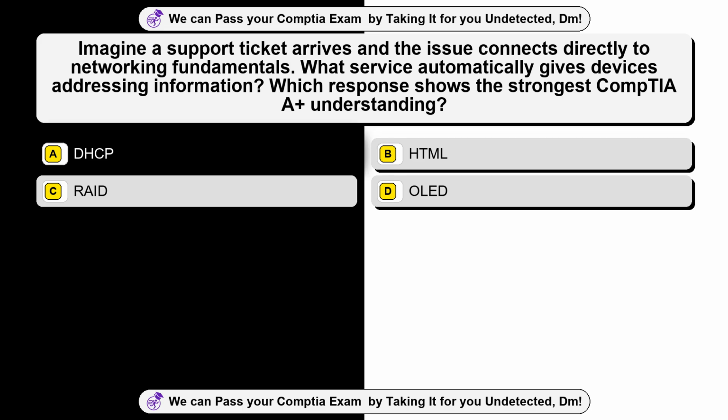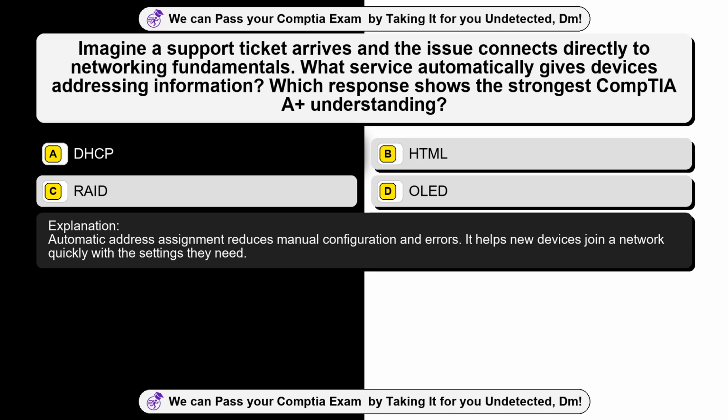The correct answer is option A, DHCP. Automatic address assignment reduces manual configuration and errors. It helps new devices join a network quickly with the settings they need.